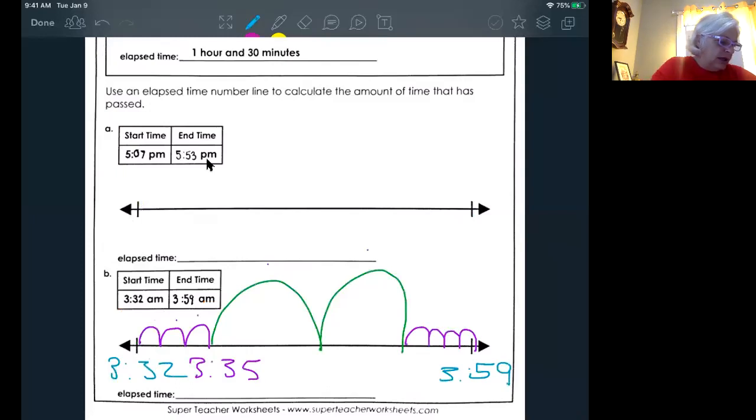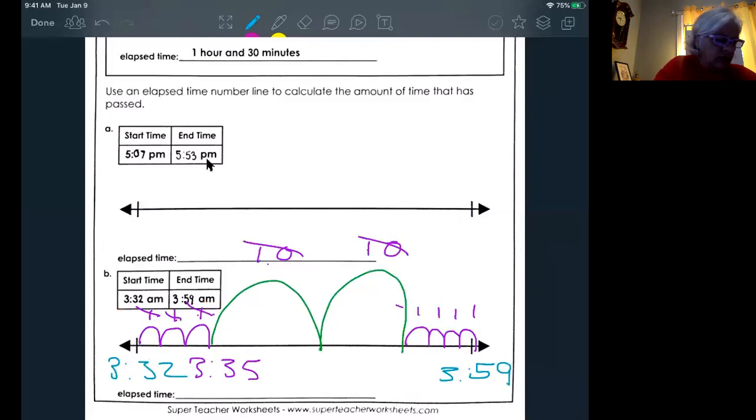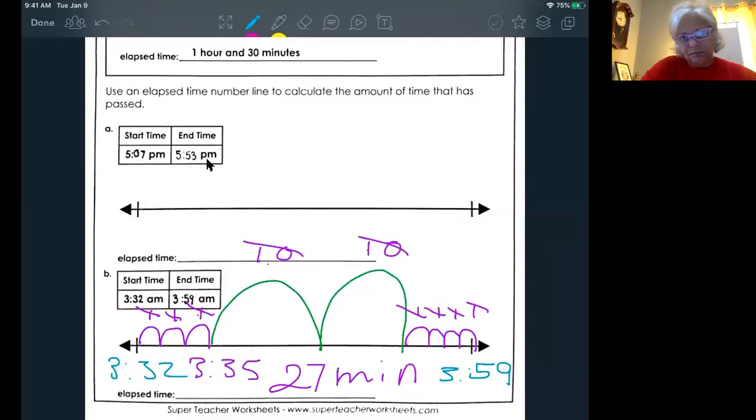So let's label it again. These are ones. These are tens. These are ones. So let's count it all up one more time. We always start with our big numbers. So 10, 20, 21, 22, 23, 24, 25, 26, 27. And we still get 27 minutes is the elapsed time.